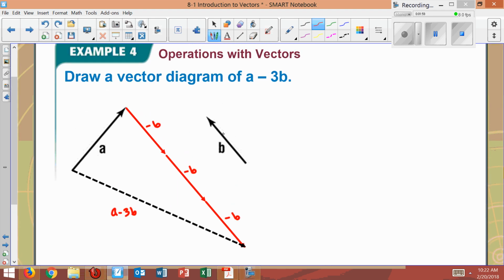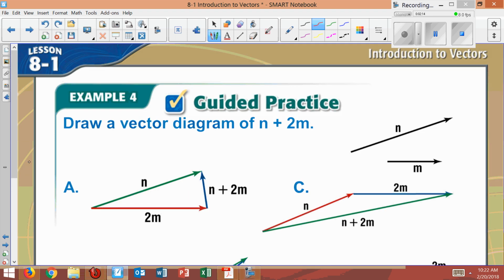So if you have a negative vector, all you do is you flip the direction. So instead of it going positive this way, it'd be negative the other. That 3 just means there's 3 of them. So it's 3 times as long as this vector is here. Here's one for you to try. See what you can come up with.